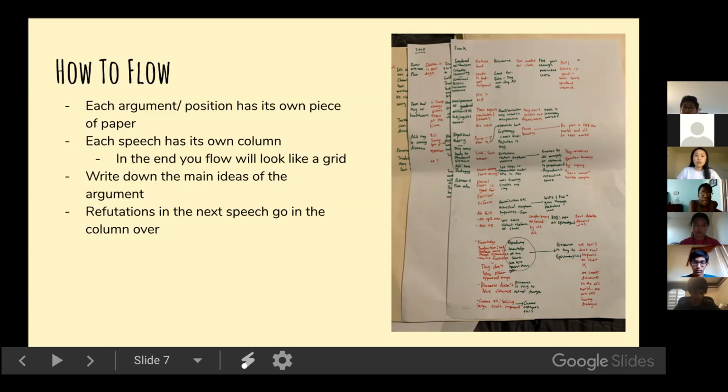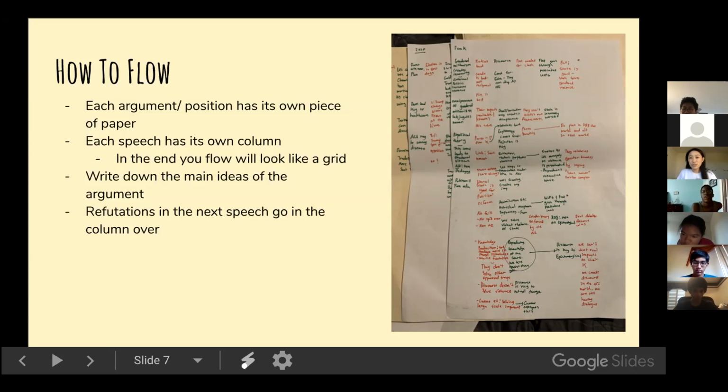And then each speech has its own column. You can see it especially well in this piece of paper, this flow that I have on here. See how there's red and green? So the green is one side, the red is the other side. And then we have each column is a different speech. Your flow will end up looking like a grid.